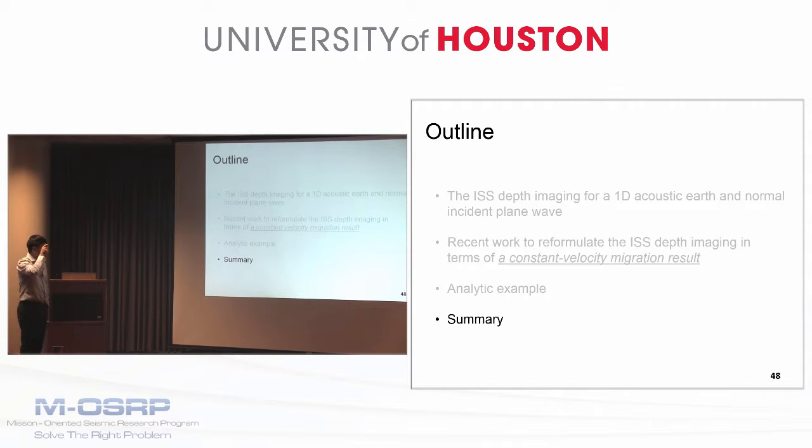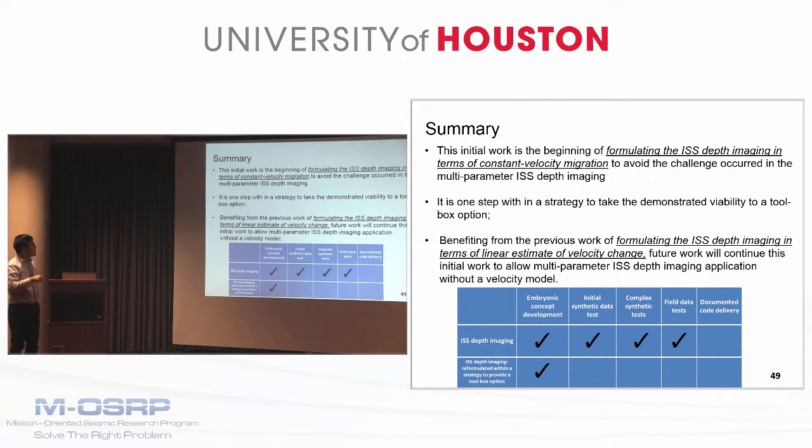So in the end, let's draw the summary. This initial work is the beginning of formulating the ISS depth imaging in terms of a constant velocity migration result, to avoid the challenge that occurred in the multi-parameter ISS depth imaging. And this work is just one step within a strategy to take the demonstrated viability to a toolbox option. From this point, we will continue our work, and for sure we will benefit from all the previous work on ISS depth imaging. So with that, I would like to thank you for your attention. Thank you very much.